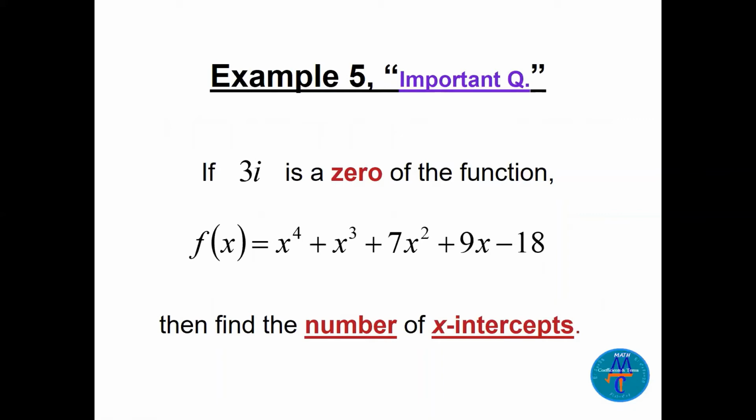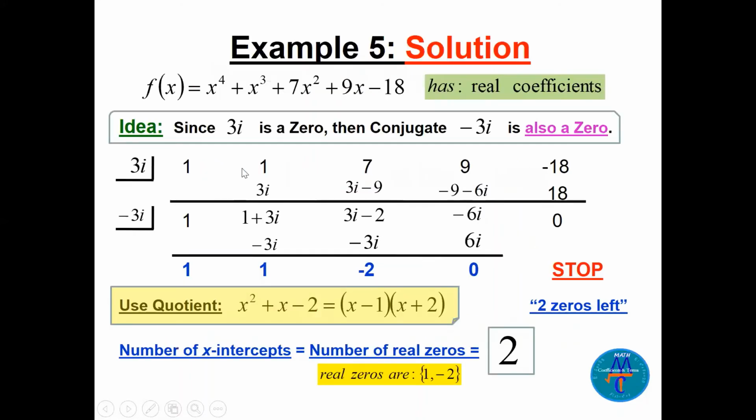Another example: if 3i is a zero of this function, very similar to the previous one, but here we need to find the number of x-intercepts. This is also degree 4, so we know there are 4 zeros. They can be real, complex, repeated, etc. So 3i is a zero. Directly I check the real coefficients: 1, 1, 7, 9, minus 18. Yes, real. So directly I can say minus 3i is also a zero, and I divide 1, 1, 7, 9, minus 18.